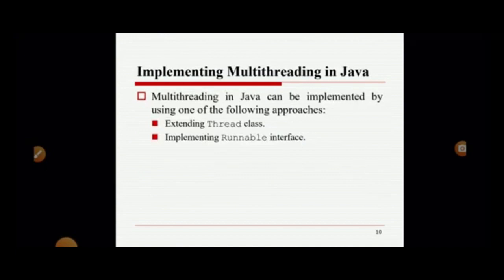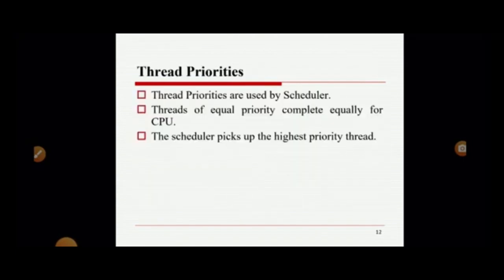Next we are going to discuss how we can implement multi-threading in Java. Multi-threading in Java can be implemented by using either one of the following approaches: one is by extending the Thread class, and another one is by implementing the Runnable interface. So in two ways you can implement the multi-threading concept in Java.